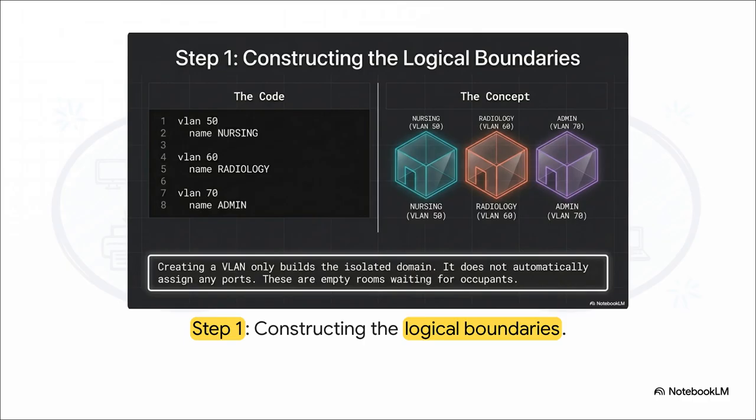We'll drop right into the switch's command line interface, hop into global configuration mode, and start creating our VLANs. We type VLAN 50 and name it nursing. Then VLAN 60, name it radiology, and VLAN 70, name it admin. Simple enough, right? But here's an absolutely crucial concept to grasp. Creating a VLAN only builds the isolated domain. Right now, VLANs 50, 60, and 70 are basically just empty rooms waiting for occupants. They literally don't do anything at all until we actually assign ports to them.